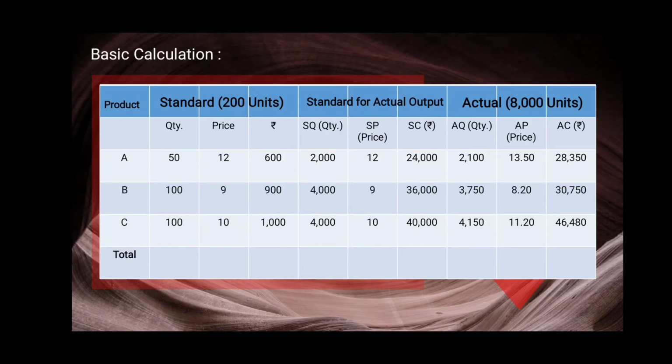So now let us take the total. Total amount of standard cost is 2,500. Standard cost for actual output amount is 1 lakh and actual cost amount is 1,05,580.